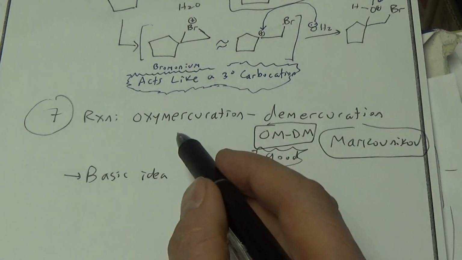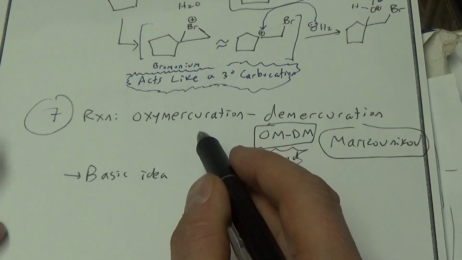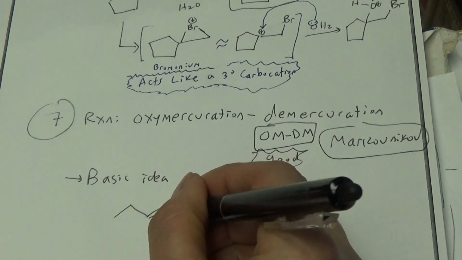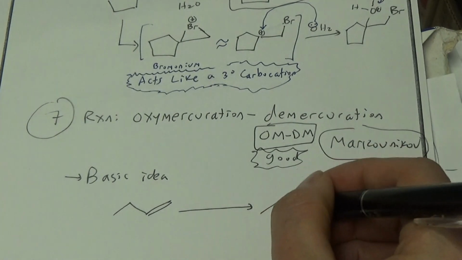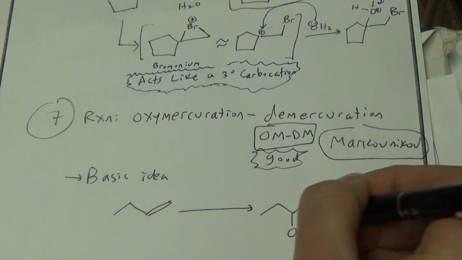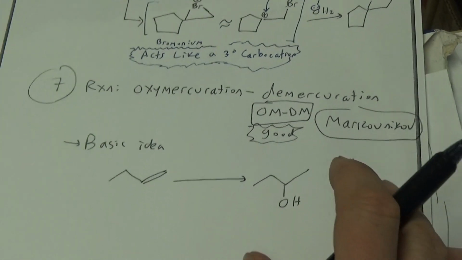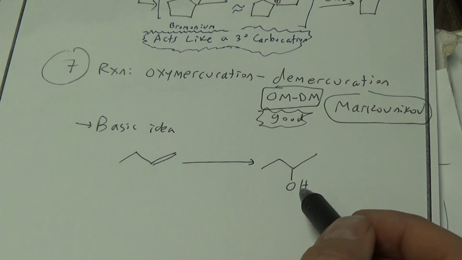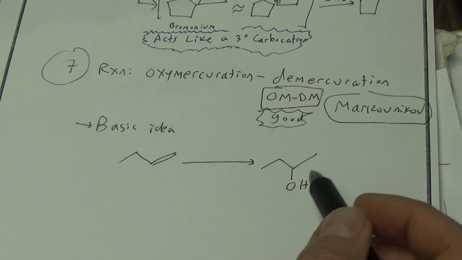And also mercuration. What element do you think is involved there? Mercuration. It's mercury, right? So this is the basic idea. It's got some reagents, so you're going to have to learn these, or make a good index card. I strongly recommend index cards. In a nutshell, it just converts an alkene to a Markovnikov alcohol, with the alcohol on the more substituted side, right? That's the more substituted, that's the less substituted side.